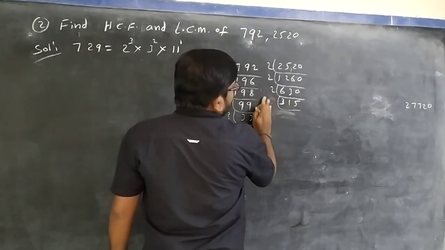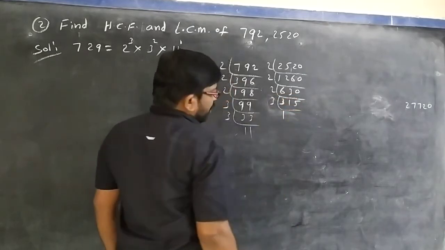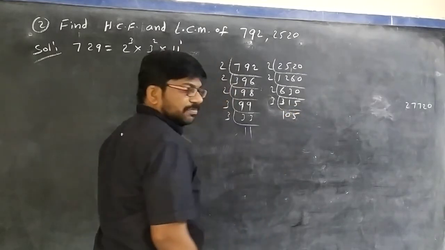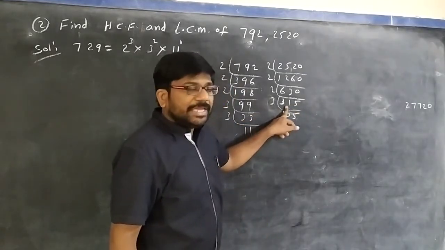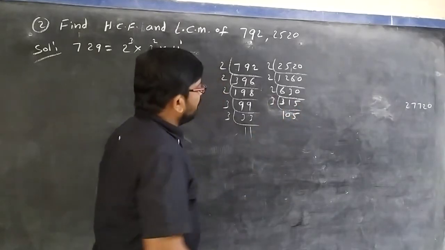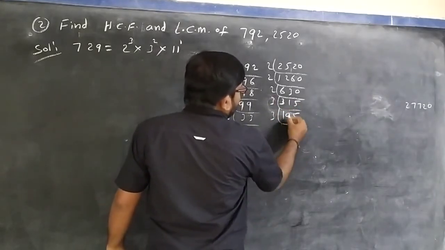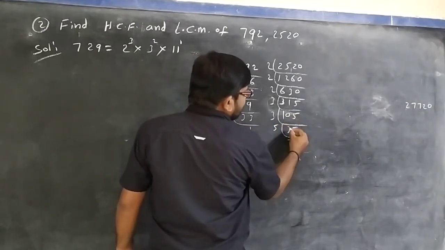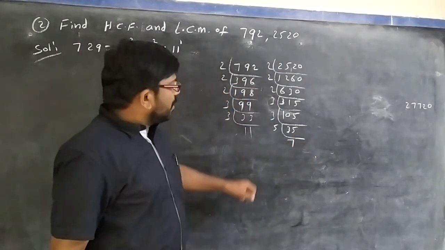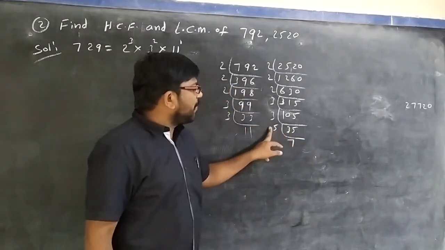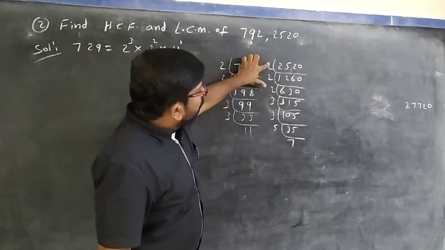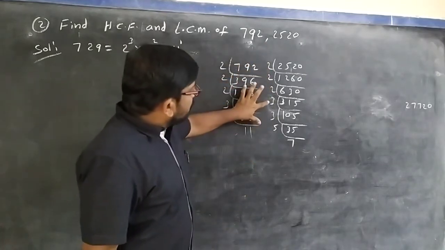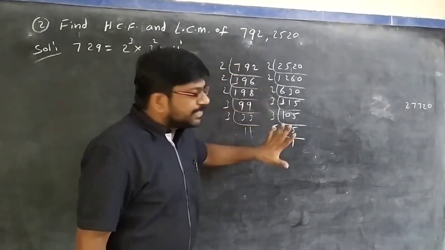Sorry, it goes to 3. 3 fives are 15, giving 105. Next 3, 3 thirty-fives are 105, giving 35. Next, prime number 5, it goes to 5. 5 sevens are 35. See, 2 into 2 into 2 is 2 cube, 3 into 3 is 3 square, 5 into 7.